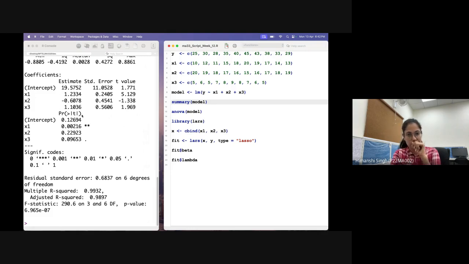If I want to do individual tests, then for the second one you can see that the p-value is 0.002, which is very small. If I consider the 5% level of significance, it is less than 0.05. In fact, if I consider the 1% level of significance, then it is less than 0.01 also. So at the 1% level of significance, for this one the p-value is less than alpha, that is 0.01. That's why we reject H naught.